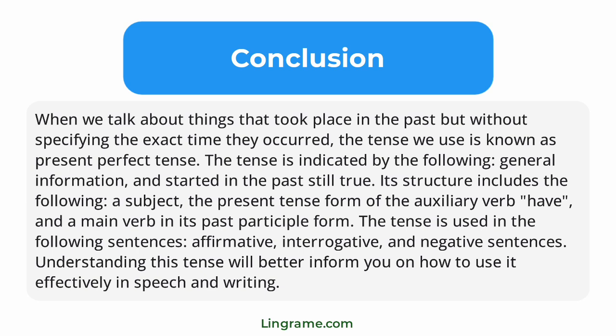When we talk about things that took place in the past, but without specifying the exact time they occurred, the tense we use is known as present perfect tense. The tense is indicated by the following: general information, and started in the past still true. Its structure includes the following: a subject, the present tense form of the auxiliary verb, have, and a main verb in its past participle form. The tense is used in the following sentences: affirmative, interrogative, and negative sentences. Understanding this tense will better inform you on how to use it effectively in speech and writing.